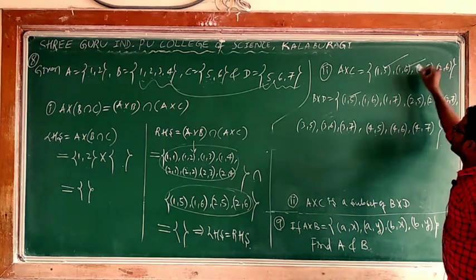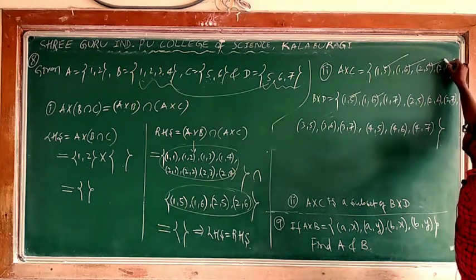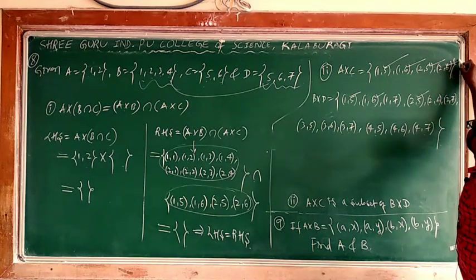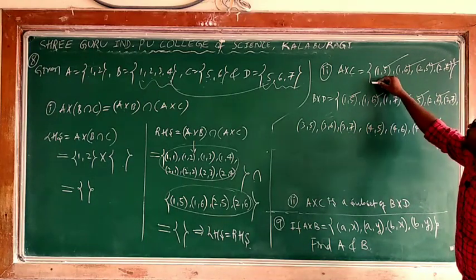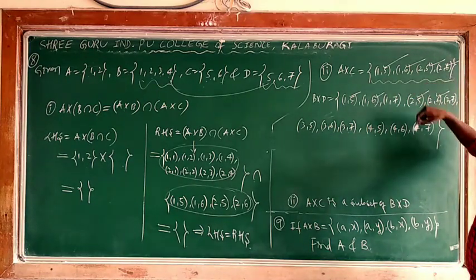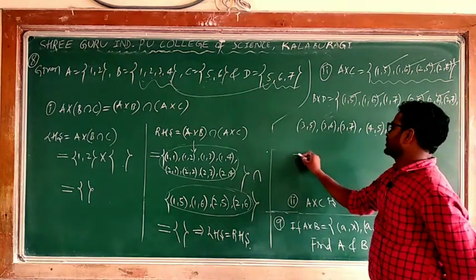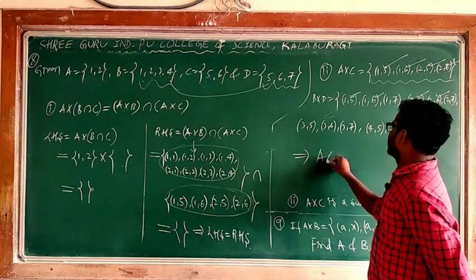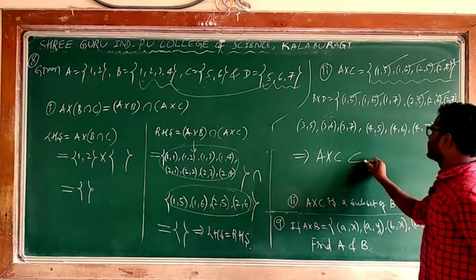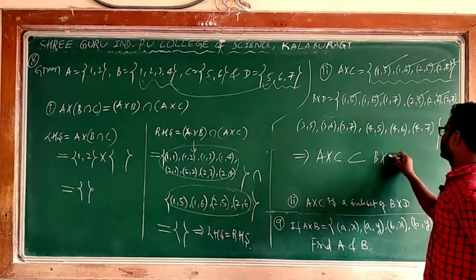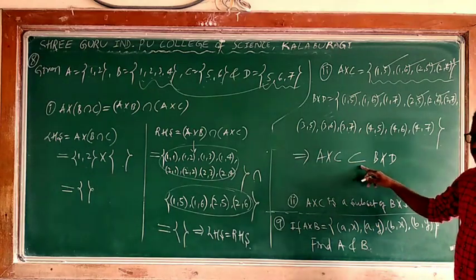(1, 6) here, (1, 6) here. (2, 5), (2, 5) here also. (2, 6), (2, 6). Means what are the elements present here? All those elements belong to B cross D. It implies that I can say A cross C is a subset of B cross D. This I can say using a symbol.